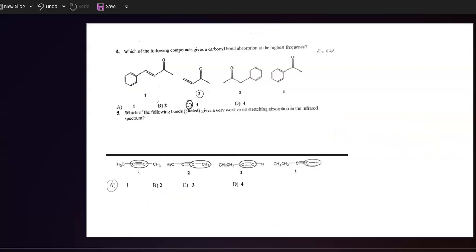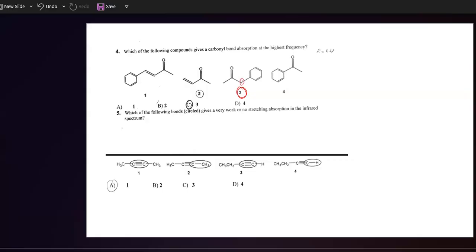Next question is asking which of the following compounds gives a carbonyl absorption at the highest frequency. I think this was again one of our exam questions. We had talked about this: the one which will have the highest frequency will be the one that's least conjugated, because conjugation lowers the frequency. Here the first one has a lot of conjugation: double, single, double, single, double. This molecule is also conjugated: a double bond, a single bond, and then a double bond. Here we have a double bond, a single, and a single, so the conjugation is broken. So that should be my correct answer. 3 is the correct answer.